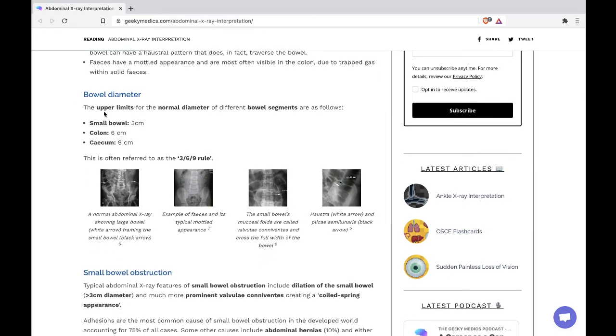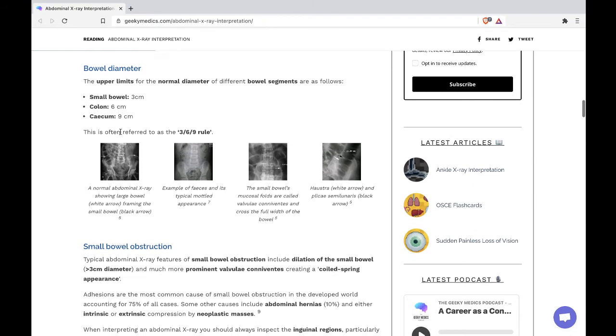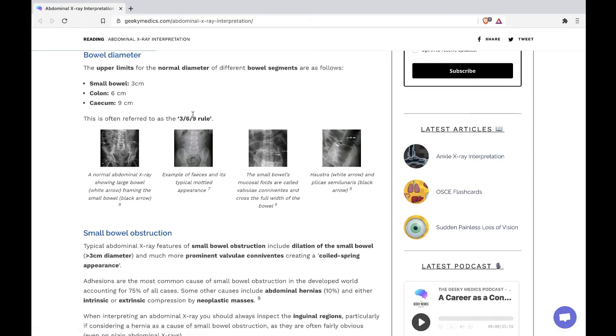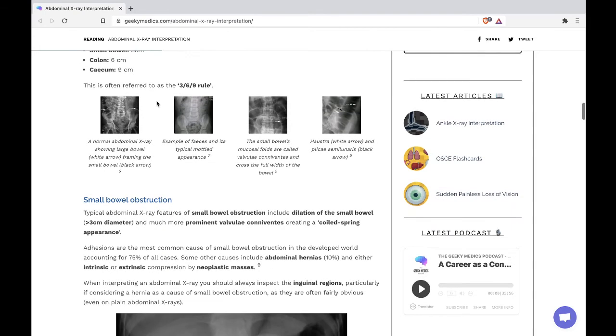Okay, bowel diameter. The upper limits for the normal diameter of different bowel segments are as follows. You have the 369 rule. 3 is for small bowel, 6 is for colon, and 9 is for cecum. This is often referred to as the 369 rule. So small bowel more than 3 cm is dilated, colon more than 6 cm is dilated, and cecum more than 9 cm is dilated. Okay.